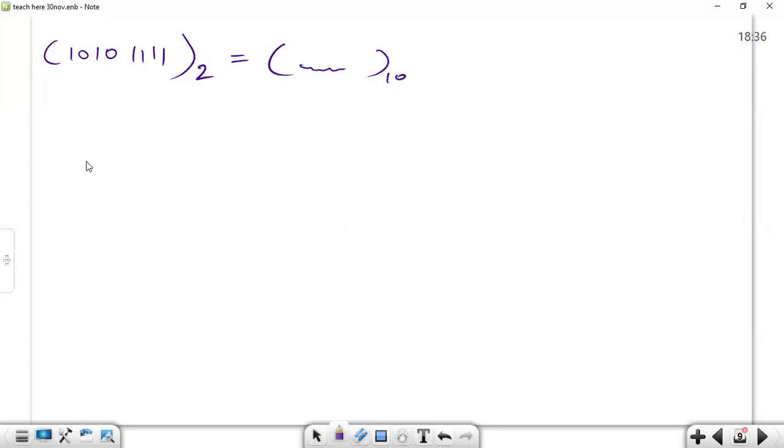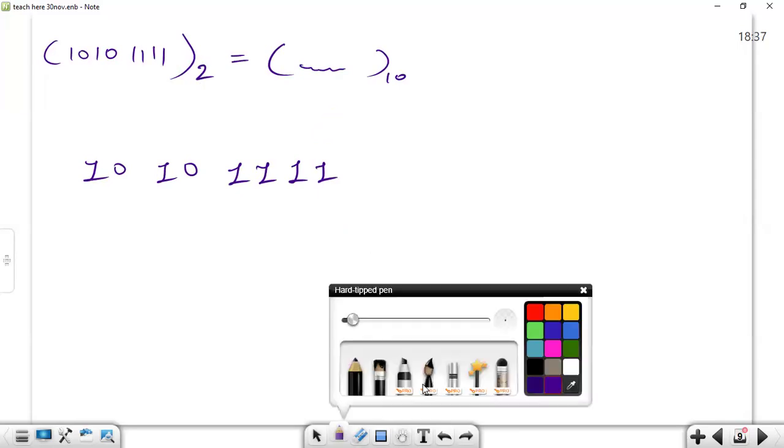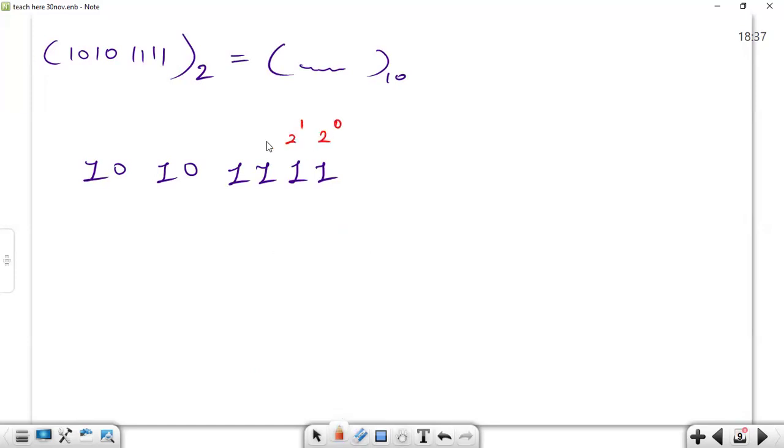So for doing that, I have already covered this also. As this place is the ones place, it is 2 raised to power 0, then 2 raised to power 1 place, 2 raised to power 2 place, 2 raised to power 3 place, 2 raised to power 4 place, 2 raised to power 5, 2 raised to power 6, 2 raised to power 7. Simply do nothing but just multiply these. So first write there, what is their value? What is 2 raised to power 0?